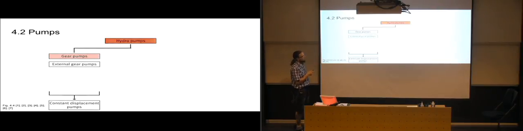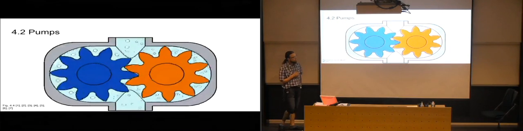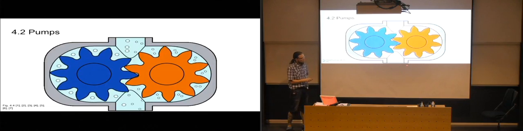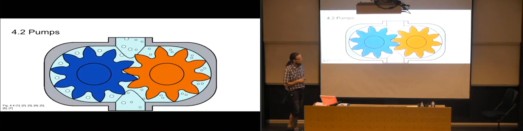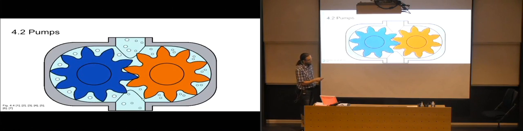And an external gear pump will look like this, where we have fluid coming in at the bottom, and it's being caught by the teeth, pulled around, and then sent out on the other side. And the same happens on this side. It's being caught by the teeth, pulled around, and goes out at the top.